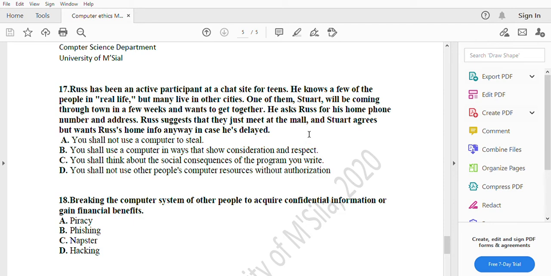So number 17. Russ has been an active participant at a chat site for teens. He knows a few of the people in real life, but many live in other cities. One of them, Stewart, will be coming through town in a few weeks and wants to get together. He asked Russ for his home phone number and address. Russ suggests that they just meet at a mall, and Stewart argues that Russ should give his home info anyway, in case he's delayed.